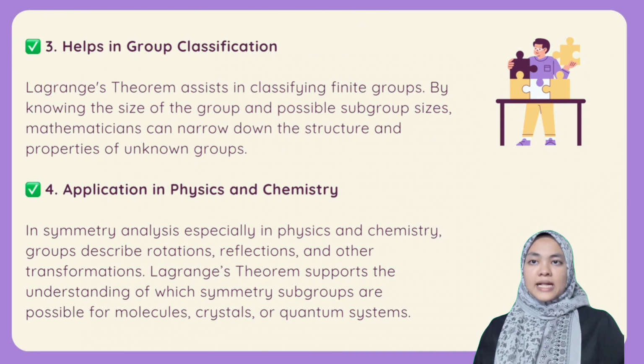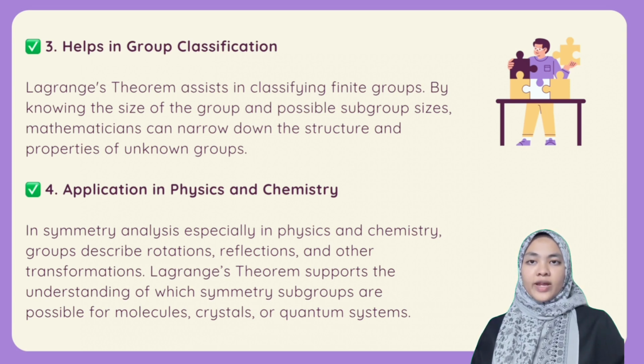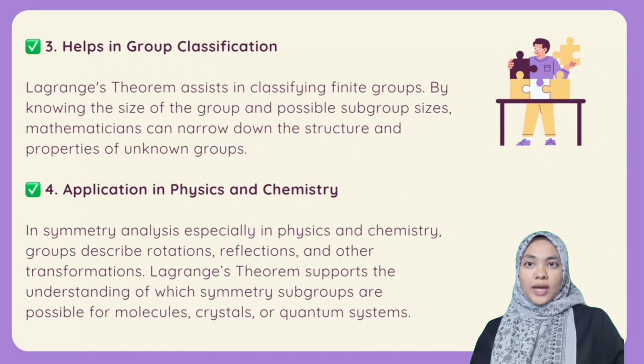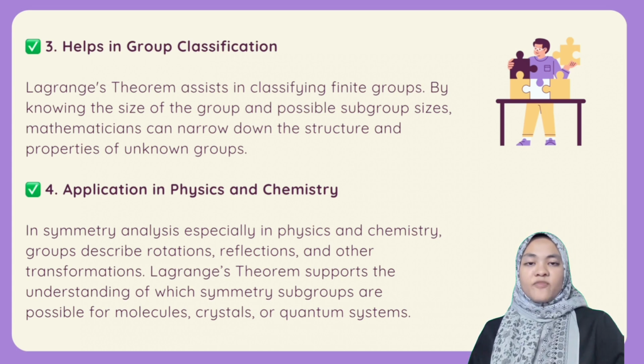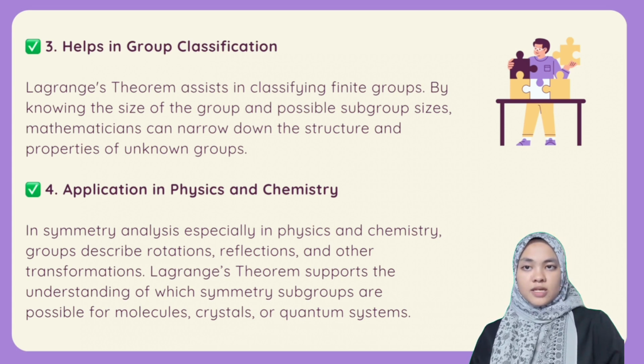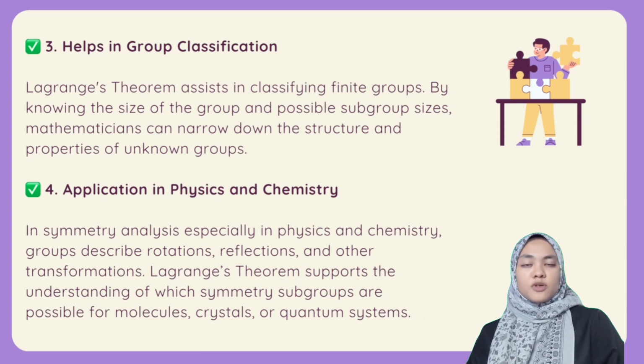The third one is that it helps in group classification. Lagrange's theorem is useful in classifying finite groups. By knowing the size of the group and possible subgroup sizes, mathematicians can narrow down the structure and properties of unknown groups. The last one is that Lagrange's theorem can be applied in physics and chemistry. For example, in symmetry analysis, groups describe rotations, reflections, and other transformations. Lagrange's theorem supports the understanding of which symmetry subgroups are possible for molecules, crystals, or quantum systems.